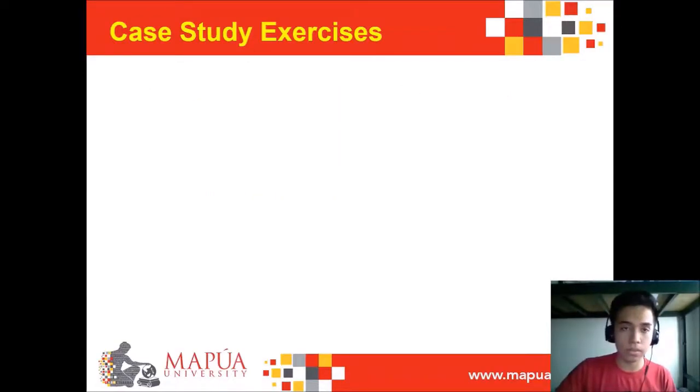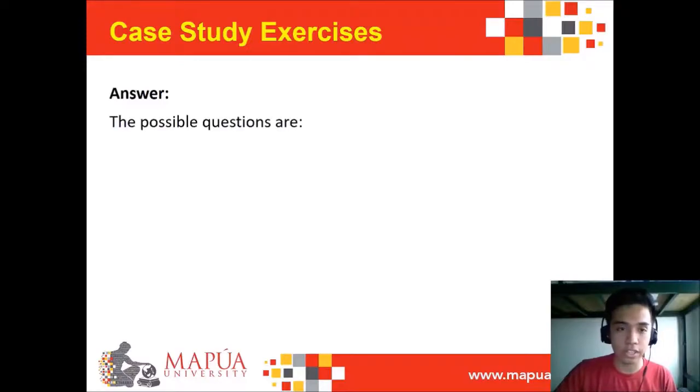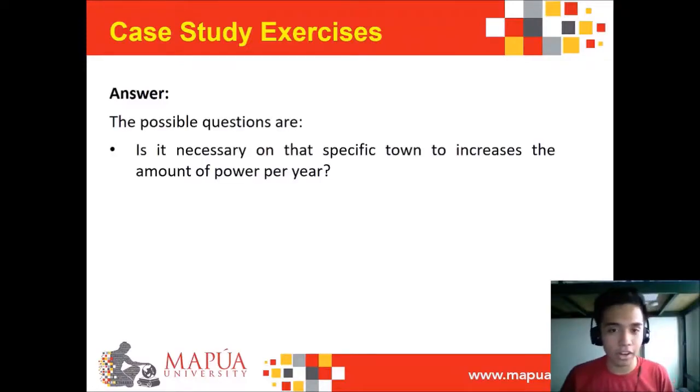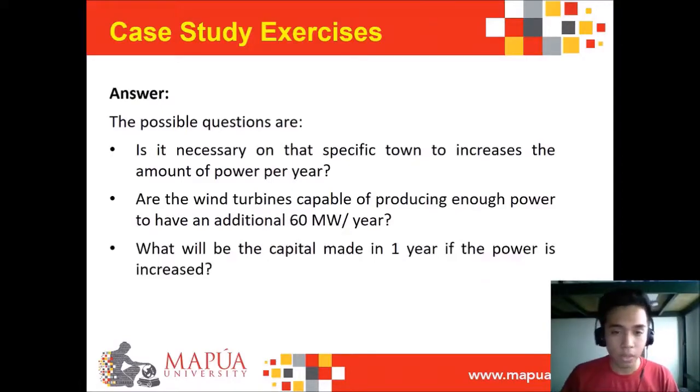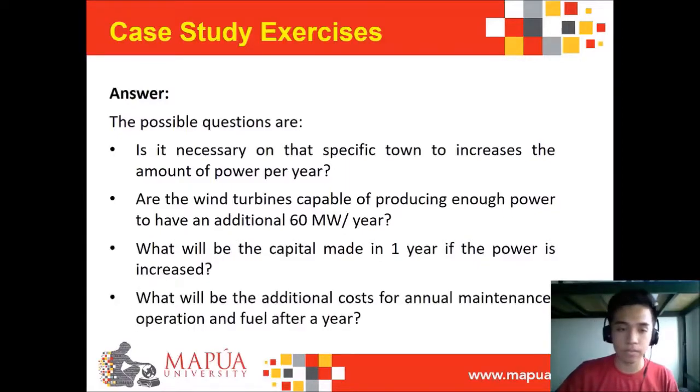So, my answer is: is it necessary in that specific town to increase the amount of power per year? Are the wind turbines capable of producing enough power to have an additional 60 megawatts per year? What will be the capital made in 1 year if the power is increased? And what will be the additional cost for annual maintenance, operation, and fuel after a year?